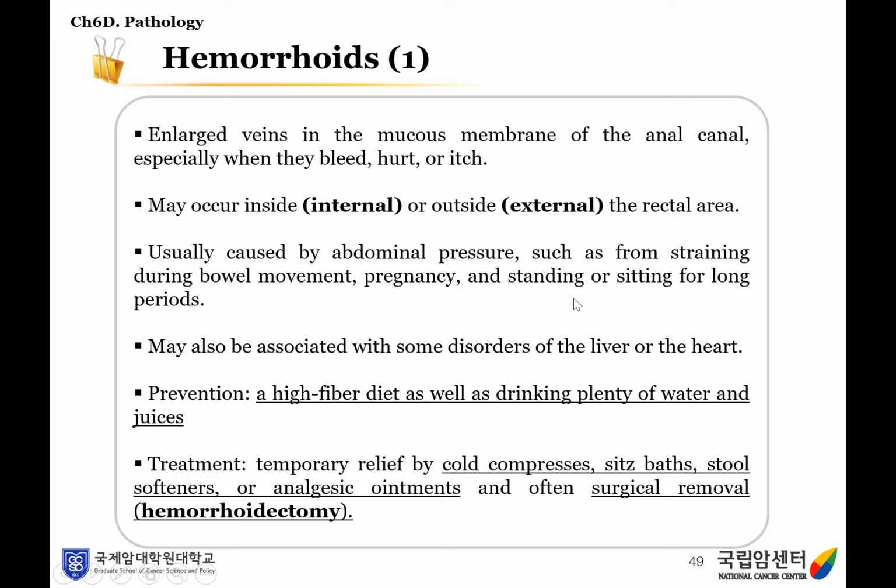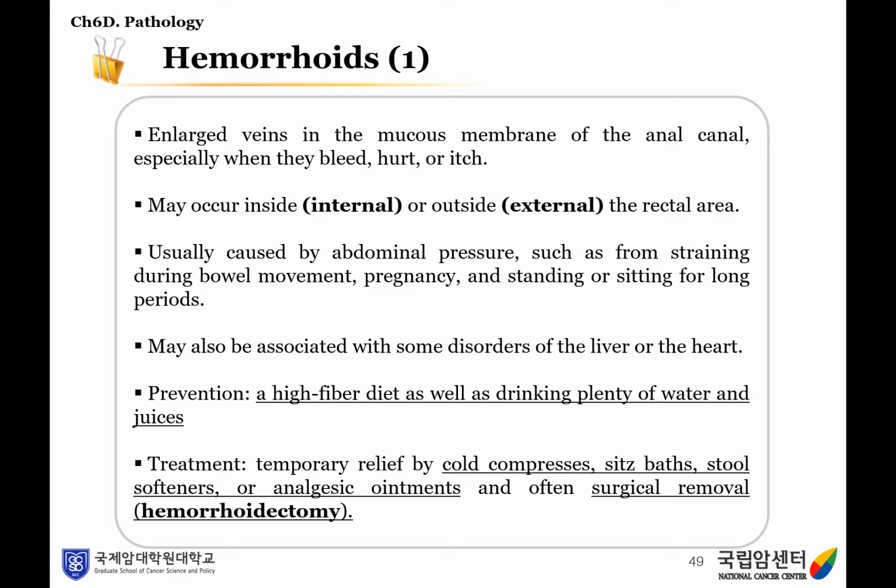And hemorrhoids, these are enlarged veins in the mucous membrane of the anal canal, especially when they bleed, hurt, or itch. Hemorrhoids may occur inside or outside the rectal area, so they are called internal hemorrhoids or external hemorrhoids. They are usually caused by abdominal pressure, such as from straining during bowel movement, pregnancy, and standing or sitting for long periods. Hemorrhoids may also be associated with some disorders of the liver or the heart.